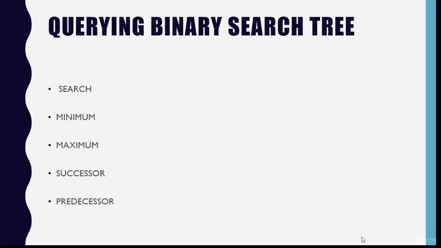Querying a binary search tree. A common operation performed on a binary search tree is searching for a key stored in the tree. Besides the search operation, binary search trees can support such queries as minimum, maximum, successor, and predecessor. We shall examine these operations and show that each can be supported in time order of h on a binary search tree of height h. The operations are search, minimum, maximum, successor, predecessor.